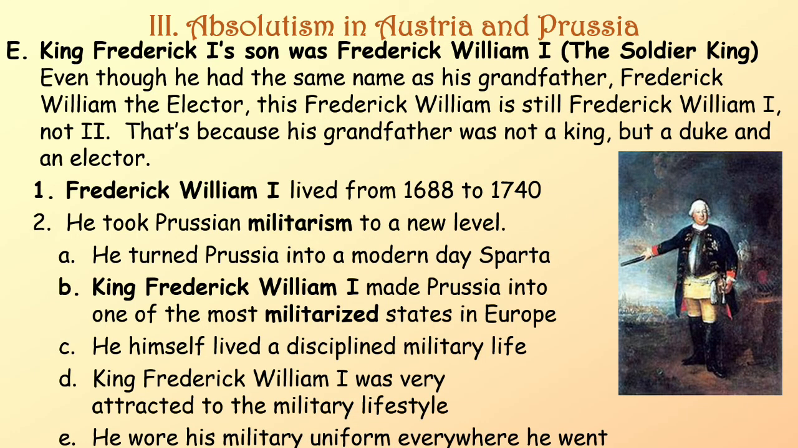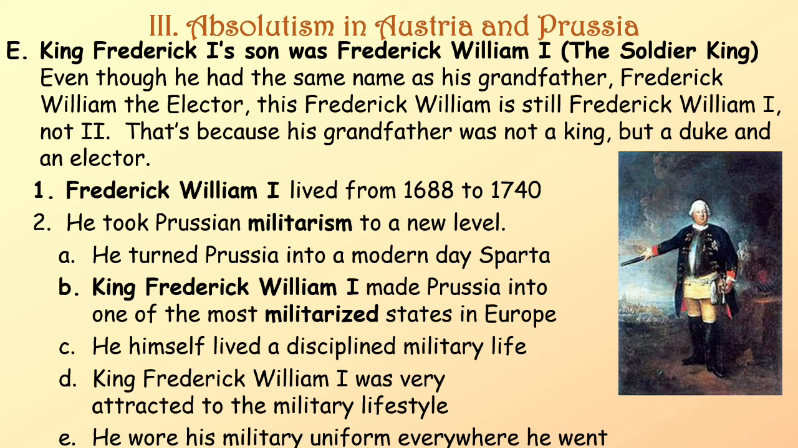King Frederick I's son was Frederick William I, the soldier king. Even though he had the same name as his grandfather, Frederick William the Elector, this Frederick William is still Frederick William I, not the second. And that's because his grandfather was not a king, but a duke and an elector. So Frederick William I lived from 1688 to 1740.